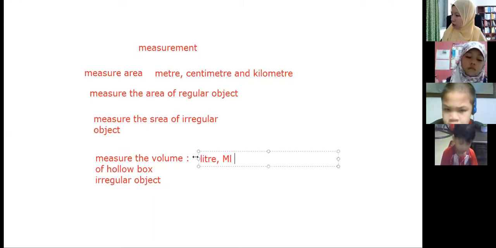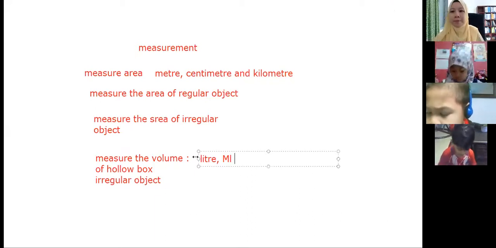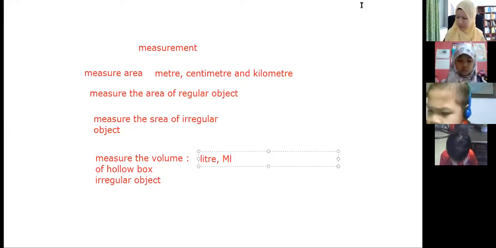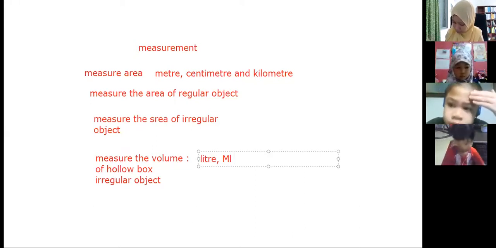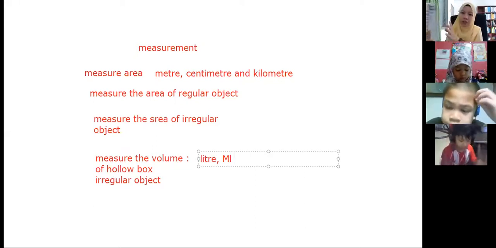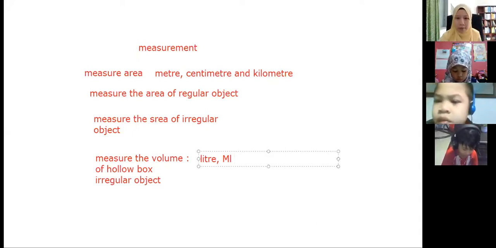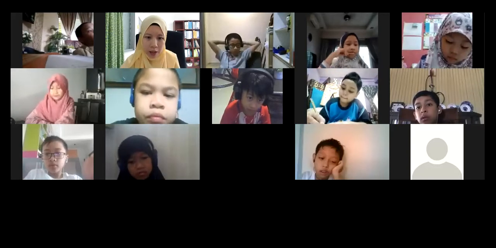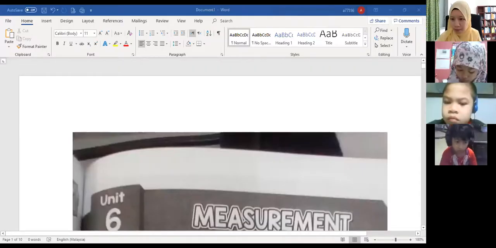Okay, now I want every one of you to open page 53. Iman, Irfan, yes. How about others? Okay, please open your book, page 53. Show me your face. Yes, open page 53. Buka muka surat 53. Yes, let us answer that exercise together. Stand by your pencil. Okay, I will share. Want to write? Okay, next we do it together.